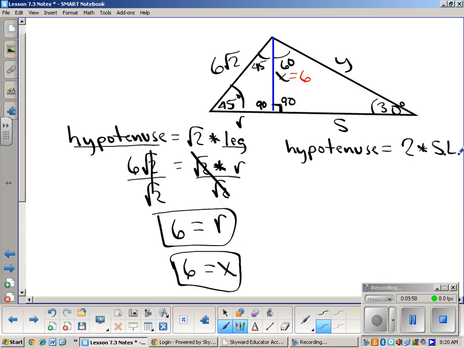What's the hypotenuse in this case? Do I know? Y. Well, it's Y. That's correct. And what's the short leg? Do I know that? 6. And so how long is Y? 12. Okay, then the long leg is going to equal square root of 3 times the short leg.